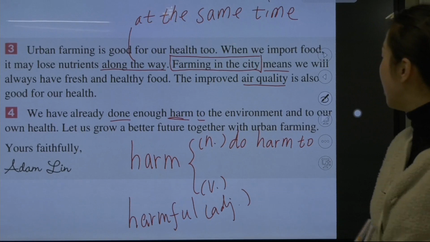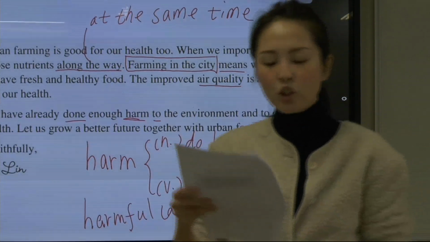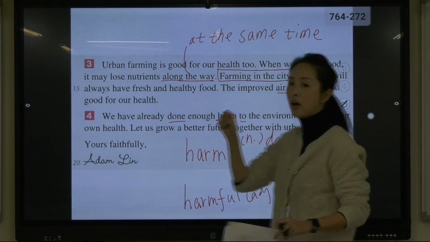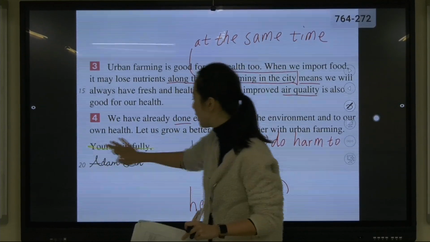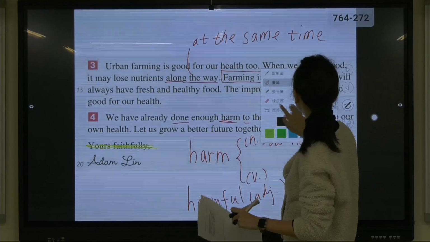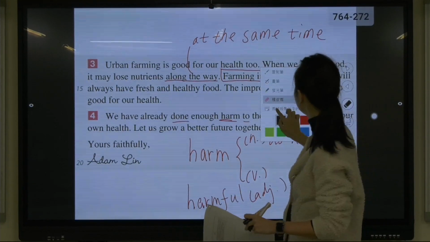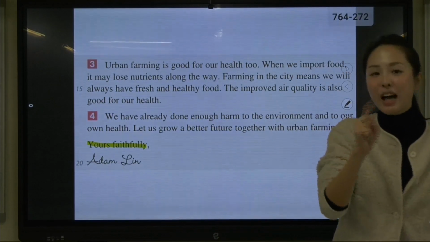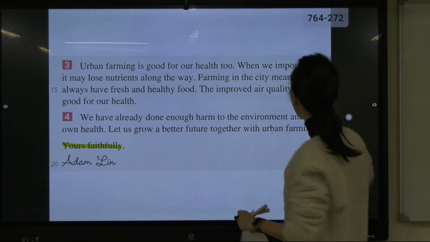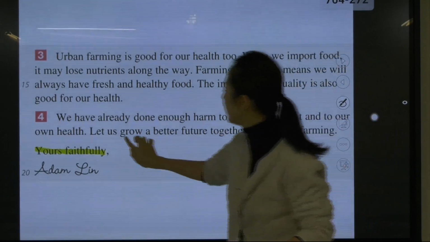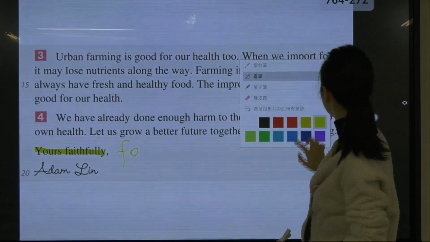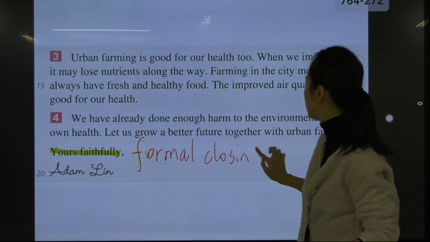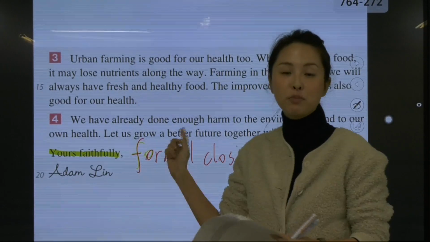Let us grow a better future together with urban farming. Yours faithfully. Everyone highlight yours faithfully. Starting now, you have to know how to spell this phrase. Yours faithfully, okay? This is the very formal closing for a formal letter. So this is a must for you to memorize.